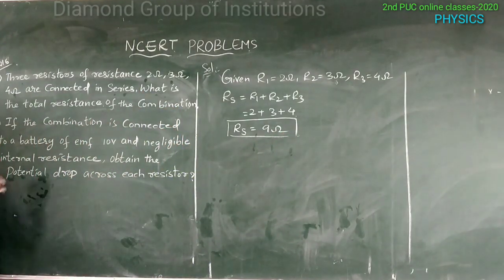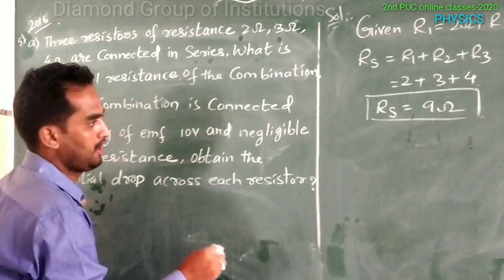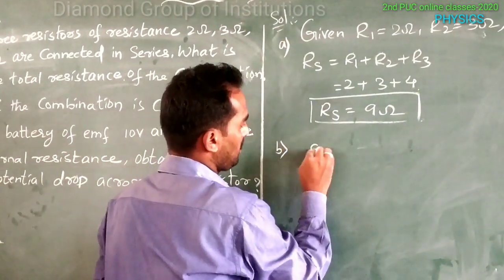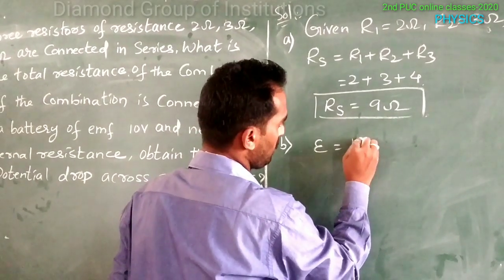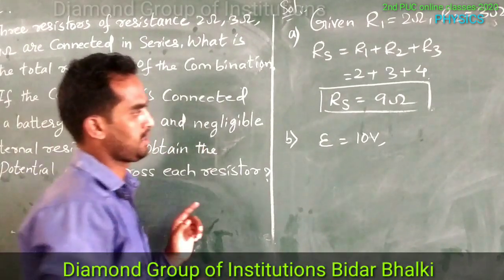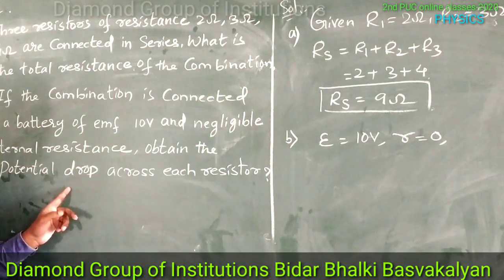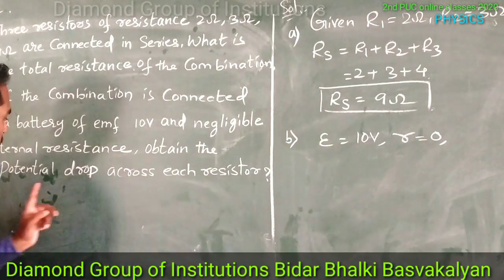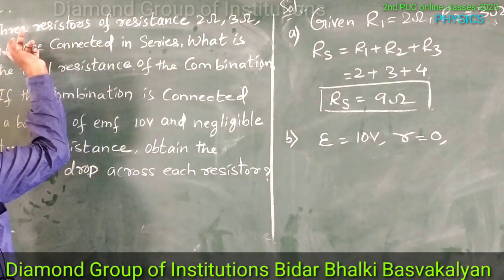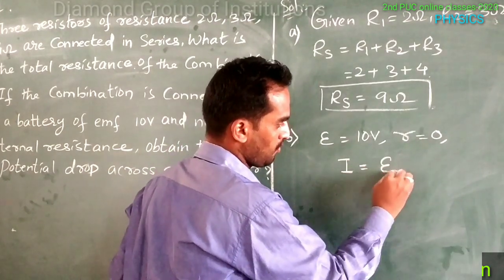Question number B. This overall combination is connected to a battery of EMF 10 volt. Given E equal to 10 volt and negligible internal resistance, that is small r equal to 0, obtain the potential difference across each resistance. So we have to calculate the potential difference across 2 ohm, 3 ohm as well as the 4 ohm. Before going to calculate the potential difference, first we should calculate the current.